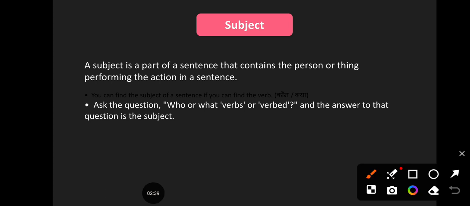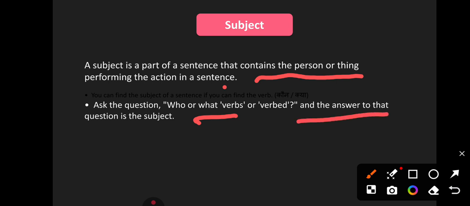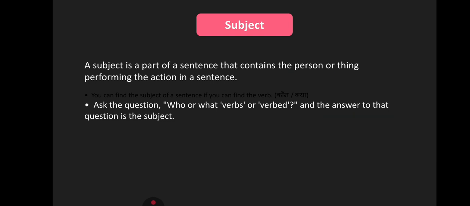Move to the next. Subject. A subject is the part of a sentence that contains the person or thing performing the action in the sentence. Okay? You can find the subject of a sentence if you can find the verb. Ask the correct question: who or what, plus the verb? The answer to that question is the subject, and the remaining part is the object.